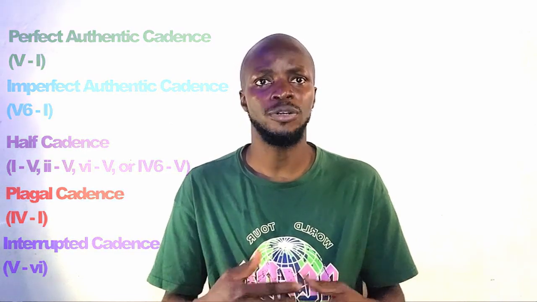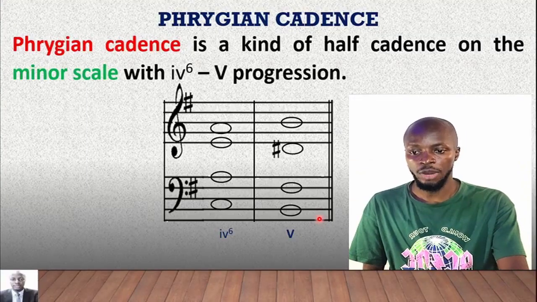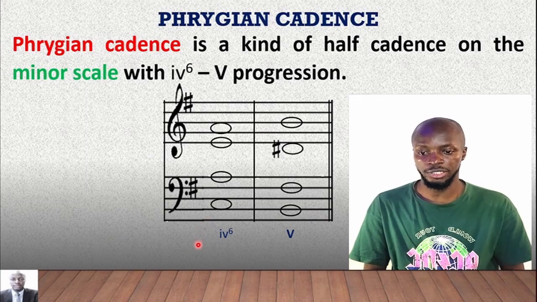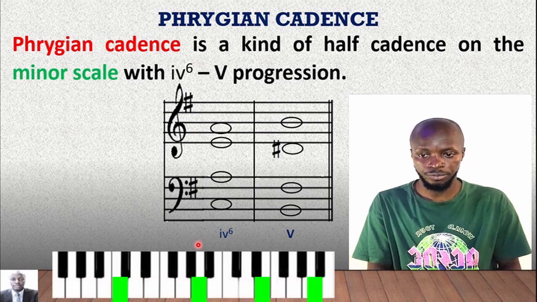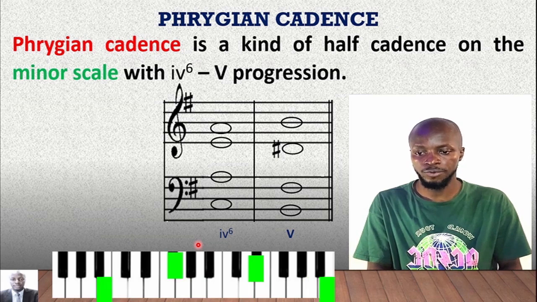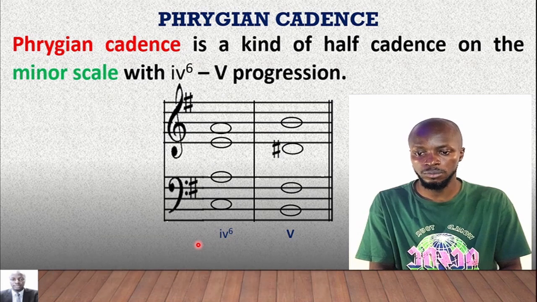Right. Now let's talk about other kinds of cadence we have. All right, so we have the Phrygian cadence. The Phrygian cadence is also a kind of half cadence, but the progression goes from the first inversion of chord 4 to 5. And another thing to note is that the Phrygian cadence is usually used in the minor tonality, right? So you have this arrangement in a Phrygian cadence, and it goes this way. So it progresses from the first inversion of chord 4 to 5.